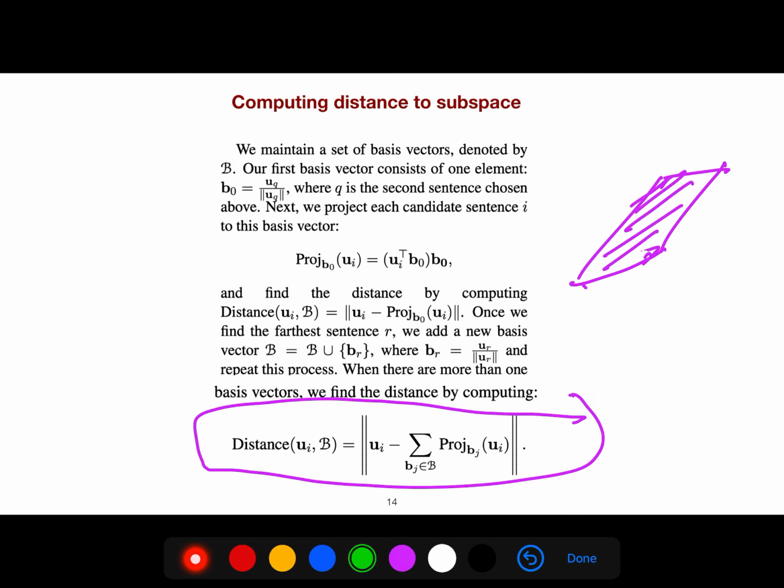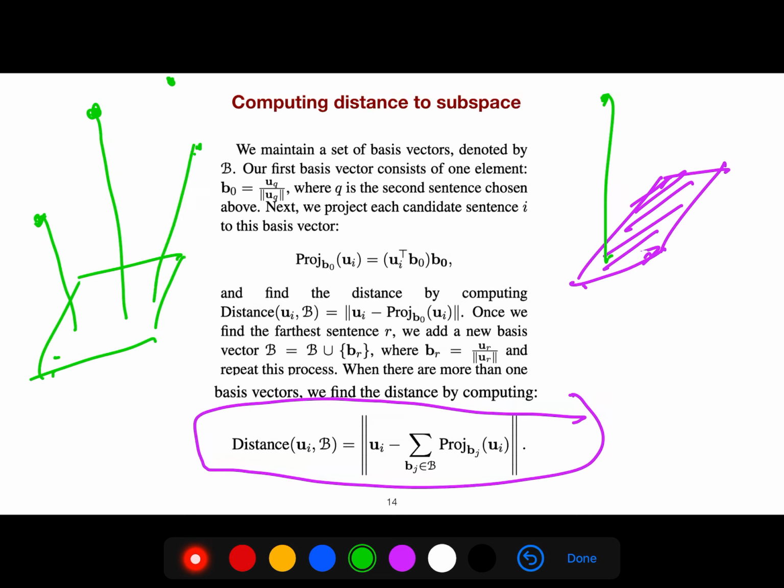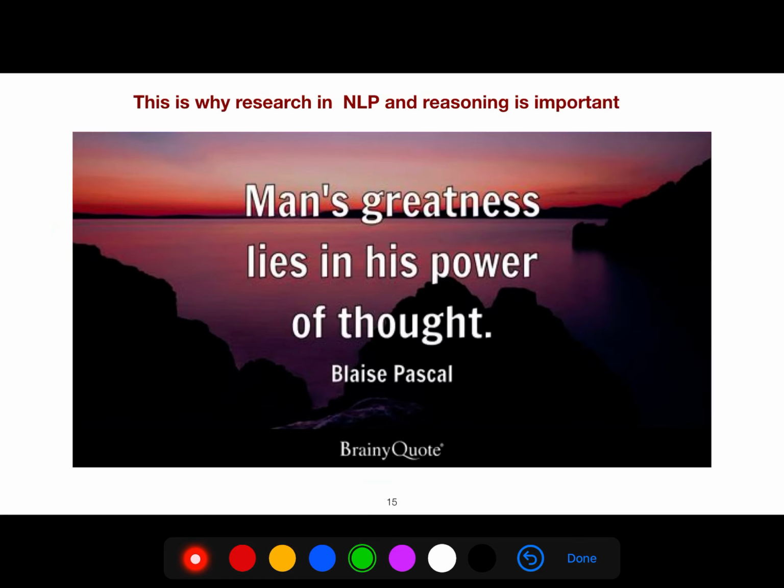If you watch my lecture on subspace clustering, you understand these things better, because there we talked about linear algebra, whatever you need to know about these things. So if you have a vector, let's say this one, we want to see which one is closer to this subspace. We just project it, and then we can compute this.